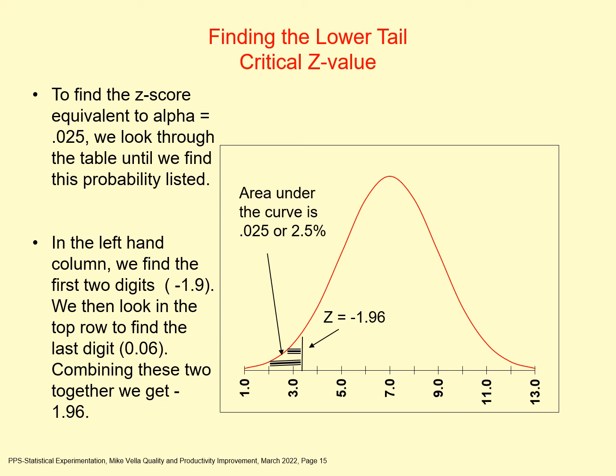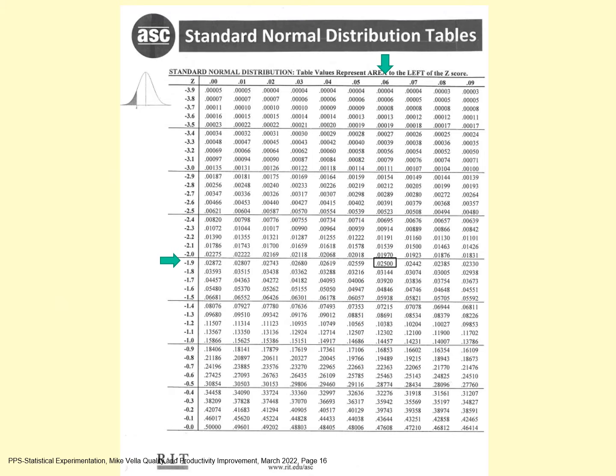We're looking for a Z score. And when we get to our table here in a moment, the left-hand column will find the first 2 digits, minus 1.9. Then we'll look across the top row of the table and find the last digit, 0.06. Combining these, we'll get minus 1.96, and that will represent the area under the curve of 2.5%.